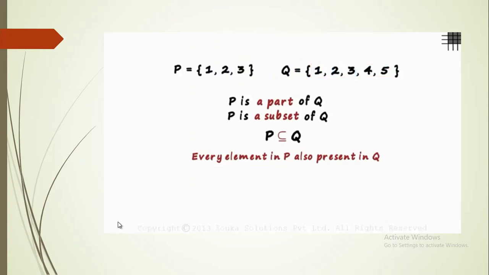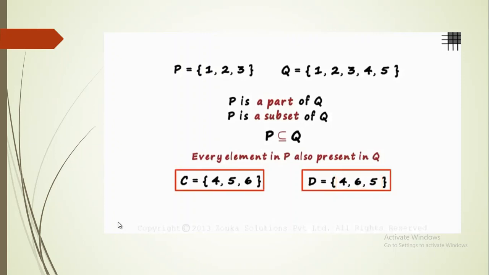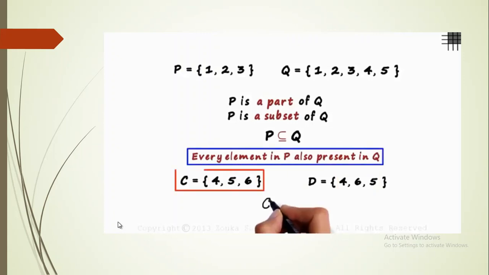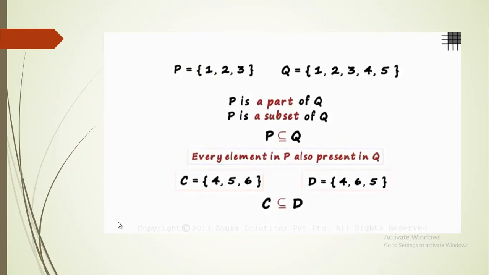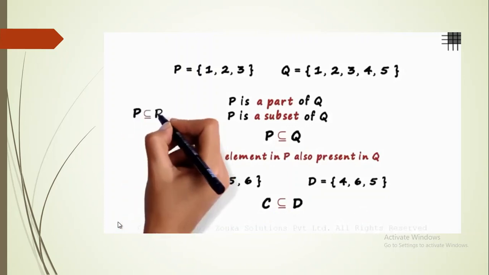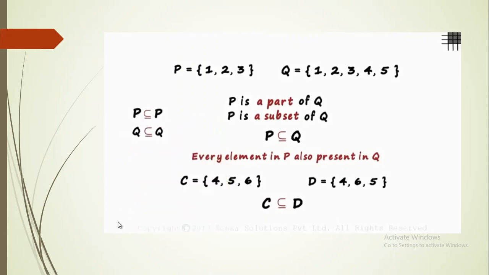But this statement raises a new query. Look at sets C and D. Set C has 4, 5 and 6 as its elements, and set D has 4, 6 and 5 as its elements. Both the sets have the same elements, which makes them equal. But every element in set C is also present in set D. Based on the definition, we can say that set C is a subset of set D. This also tells us something more. It tells us that every set is a subset of itself. P is a subset of P, Q is a subset of Q, and so on.